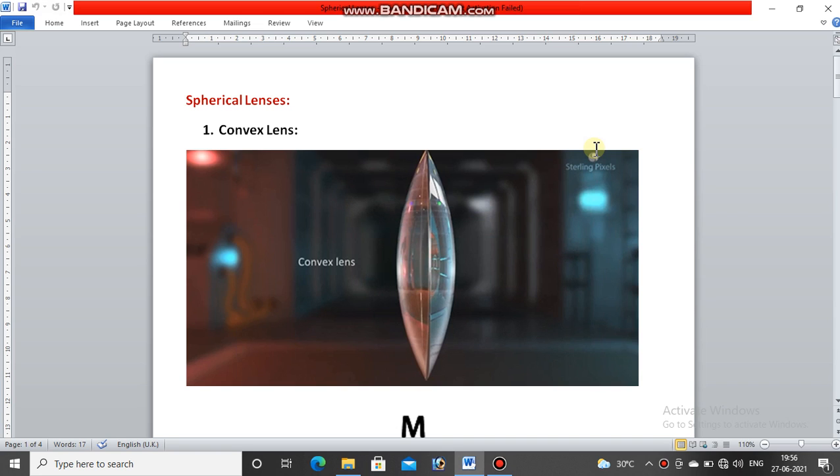If you first look at the convex lens, we can see the two ends, this is the top end and this is the bottom end. The two ends are thinner compared to the middle portion. The middle portion bulges outward and is thicker compared to the edges, the top end and bottom end. So the ends are thinner and the middle portion is thicker. That is the description of the structure of a convex lens.